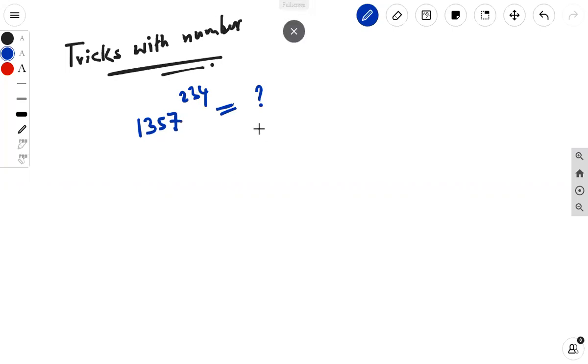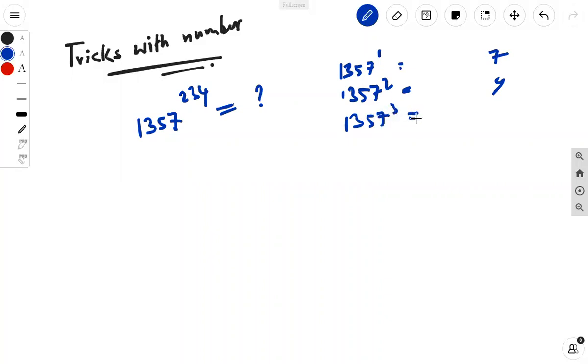Just don't get tense. First of all, if I take 1357 to the power 1, what will be the result? The last digit would always be 7, because the rest of the digits will be 1, 3 and 5. And if it is 1357 to the power 2, then it will be 7 into 7, that will be 9, right? Now, if 1357 to the power 3, it will be 9 again into 7, that is 7 nines are 63, so the last digit will be 3.